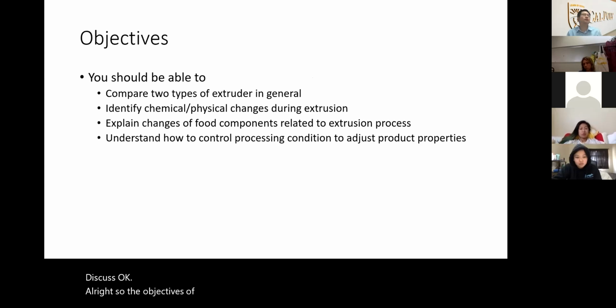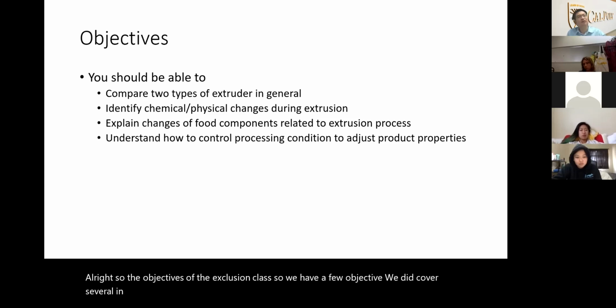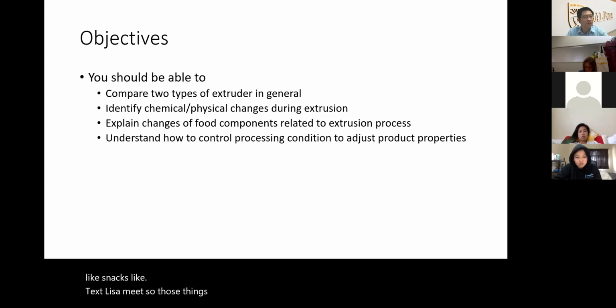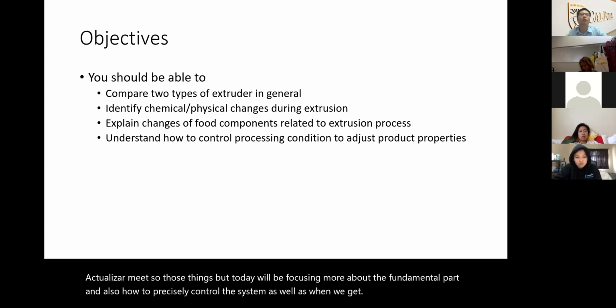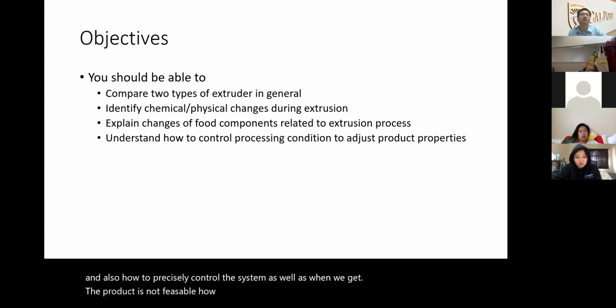Class. So we have a few objectives. We did cover several in last class. For example, we demonstrated a few examples of extruded products like snacks, like texturized meat. So those things. But today we'll be focusing more on the fundamental part and also how to precisely control the system, as well as when we get a product that is not feasible, how we adjust the parameters to finely tune the system.